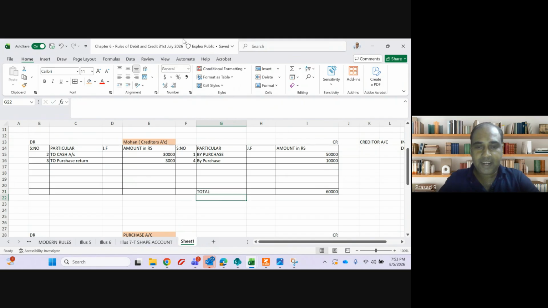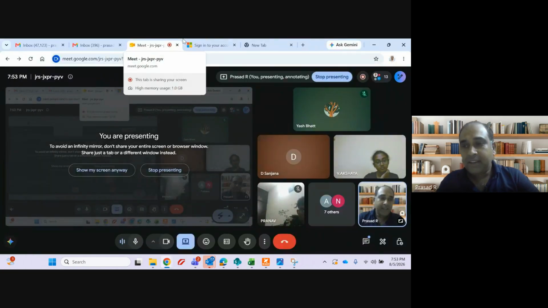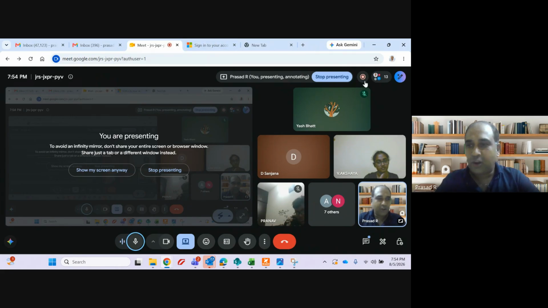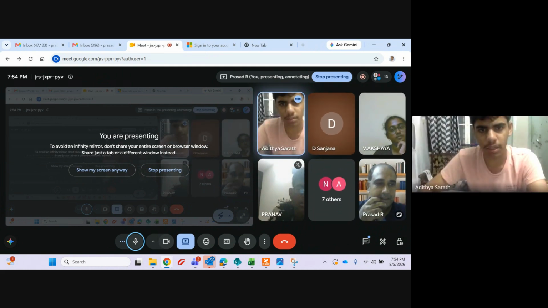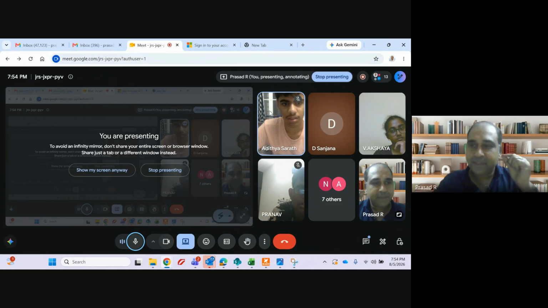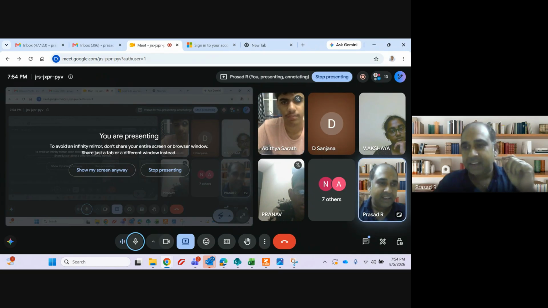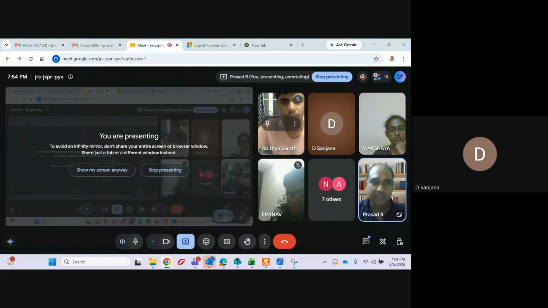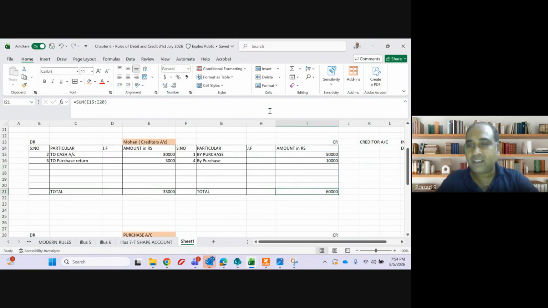This is the total of the credit side. This is the total of the debit side. And what did I tell you? My creditor will always have a debit balance or credit balance? Credit balance. Assets and expenses always have a debit balance. Liability, income, capital, and creditors always have a credit balance. That means my credit side will always be high.